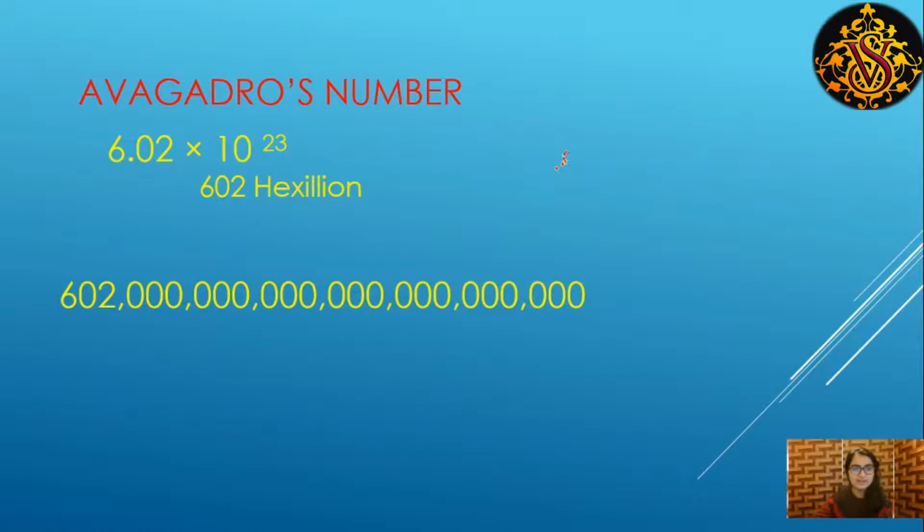We have the Avogadro's number, 6.02 into 10 to the power 23. Here 23 means we have 602 hexillion, so there will be these many zeros. So we can write these many zeros every place while calculating. That's why they have written it as 6.02 into 10 to the power 23. 23 zeros will be there. Okay, clear?